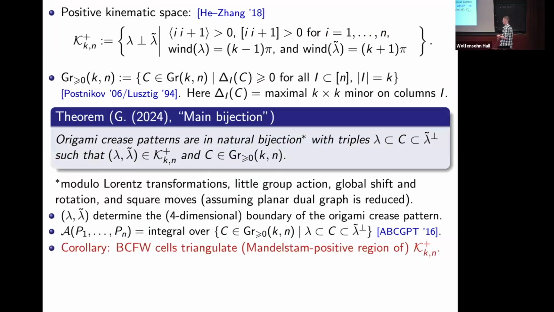In particular, one result that I'm going to explain is that the BCFW triangulation conjecture is true in the momentum space, in this positive kinematic space. So the claim is that the BCFW cells are going to triangulate what is called the Mandelstam positive region of the positive kinematic space. And I'm going to explain all the words here in a little bit. Any questions? This is the main result of the talk. Does Mandelstam positivity not show up yet? Yeah, so far, there is no Mandelstam positivity. Any other questions?